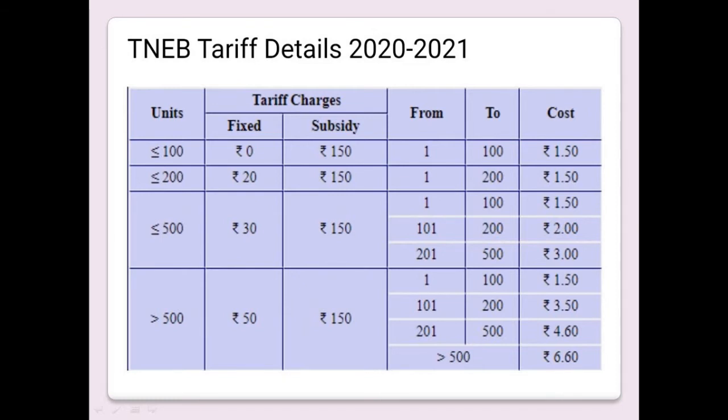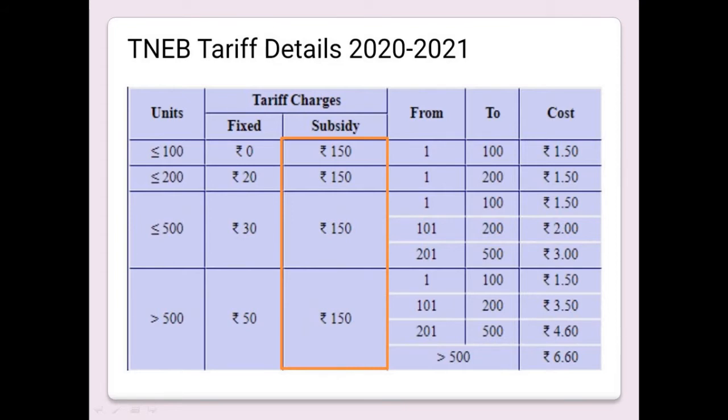This is the tariff details given by the government. Here, the first column provides the units consumed by us. The tariff charges are divided into two, fixed and subsidy. Fixed charge is just like a rent to be paid for consuming the electricity, and subsidy refers to the amount paid by the government instead of us. In Tamil, we call it as Maniyam.